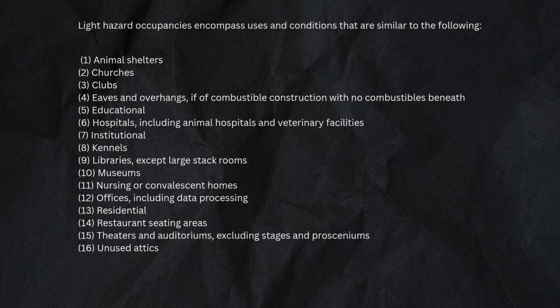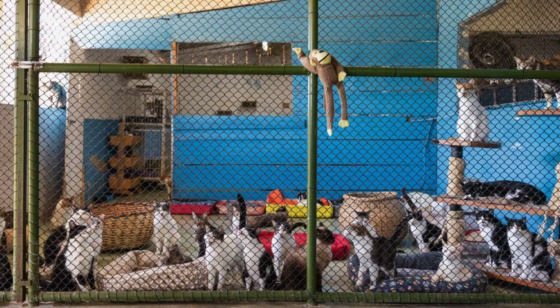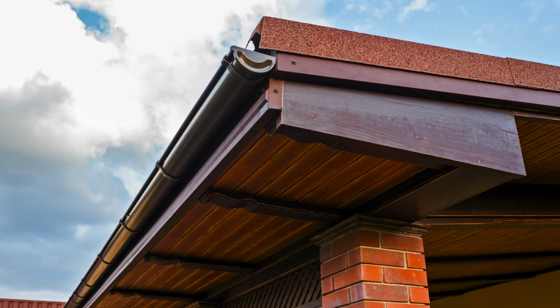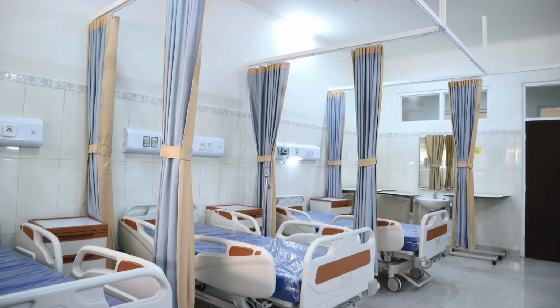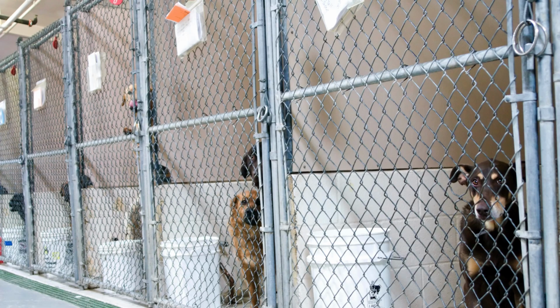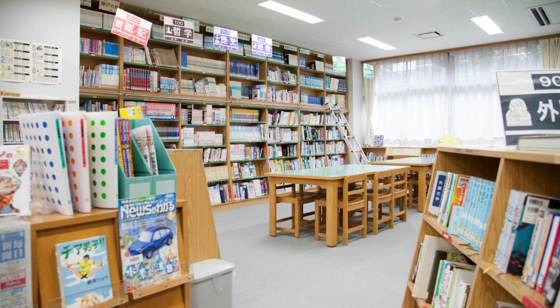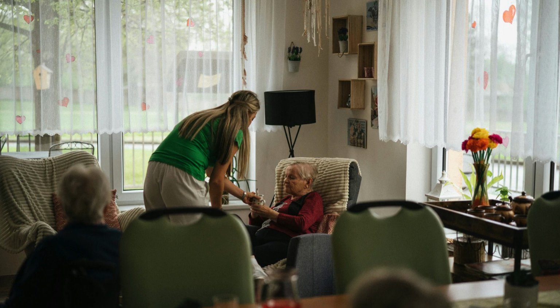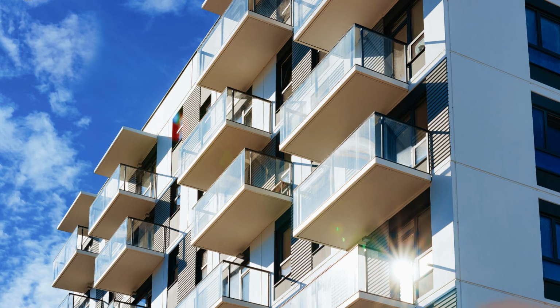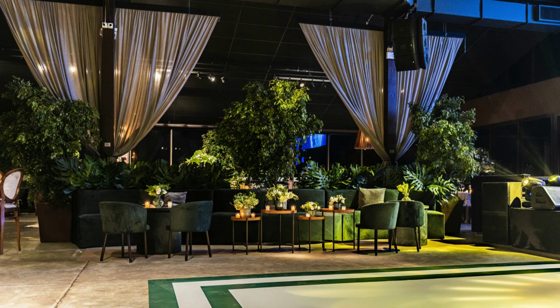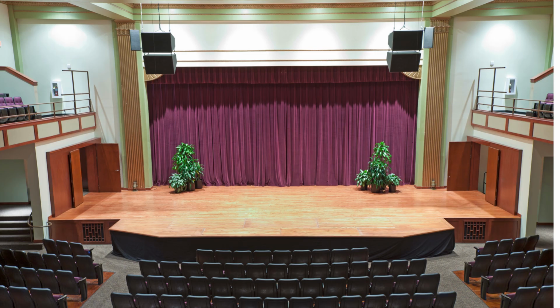Light hazard occupancies encompass uses and conditions that are similar to the following: animal shelters, churches, clubs, eaves and overhangs, if of combustible construction with no combustibles beneath. Educational, hospitals, including animal hospitals and veterinary facilities. Institutional, kennels, libraries, except large stack rooms, museums, nursing or convalescent homes. Offices, including data processing, residential, restaurant seating areas. Theaters and auditoriums, excluding stages and prosceniums.